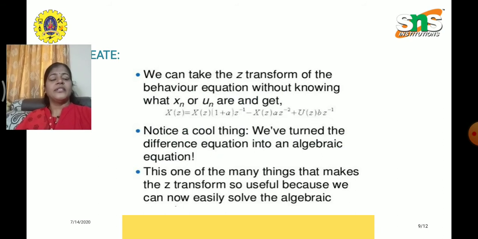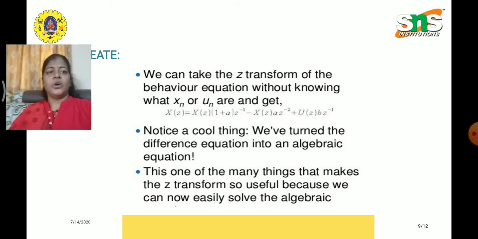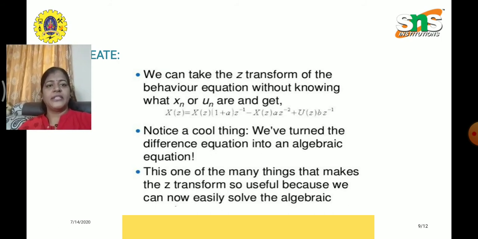Ideate. We can take the Z transform of the following behavior equation without knowing what x(n) or u(n) are, and get X of z equal to X of z times (1 plus a) z power minus 1, minus X of z times a z power minus 2, plus U of z times b z power minus 1. Notice a cool thing. We have turned the difference equation into an algebraic equation.